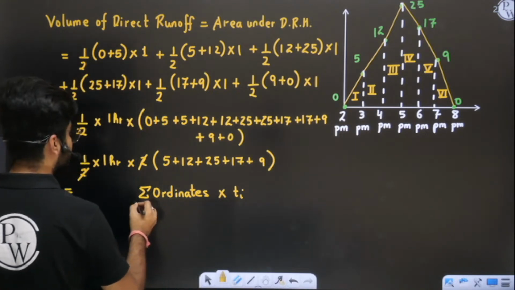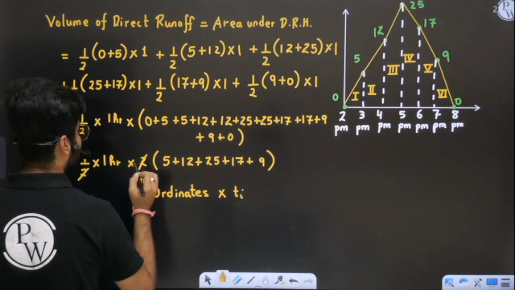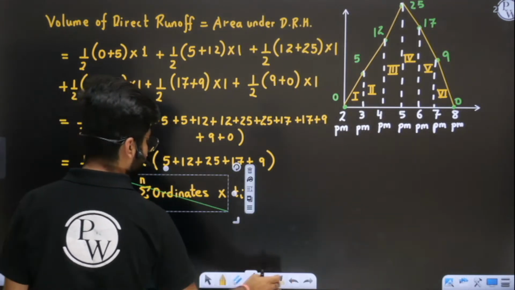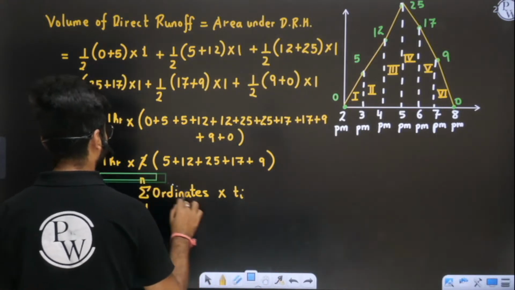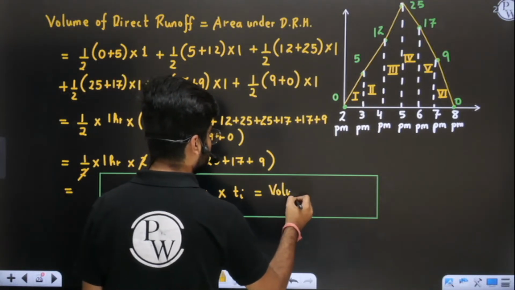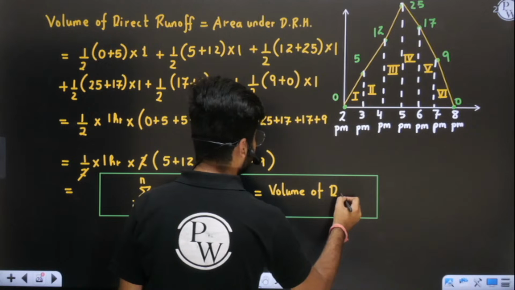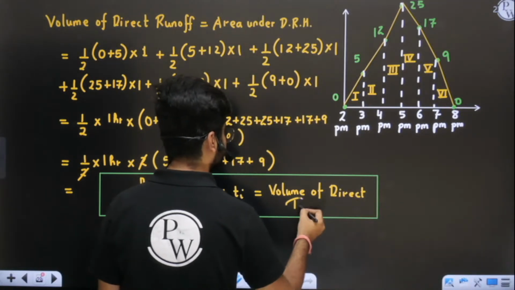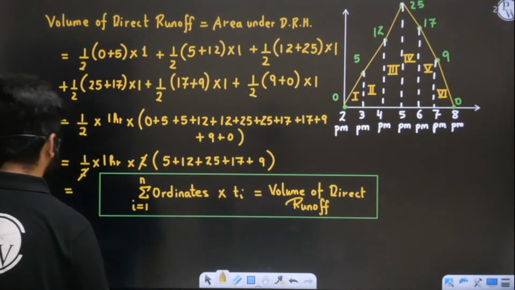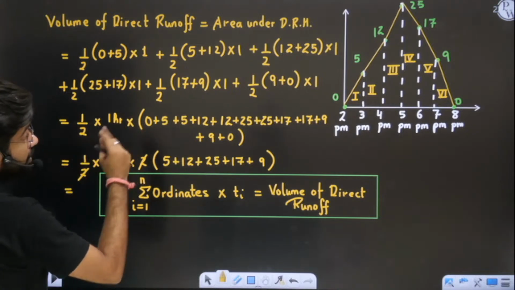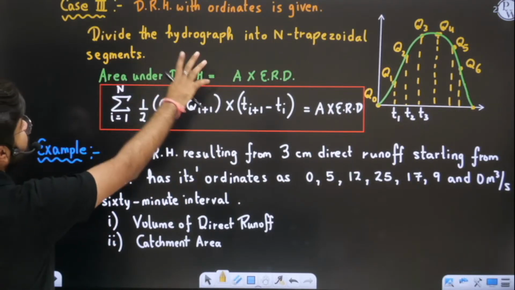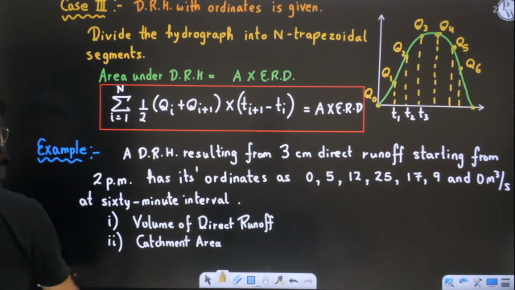Okay, so we will simply do the summation from i equal to 1 to n. Like this also you can directly get the volume, so remember this formula also. Sir, this will give me the volume of direct runoff in case of a DRH where ordinates are given to me. Okay, so you can do this.